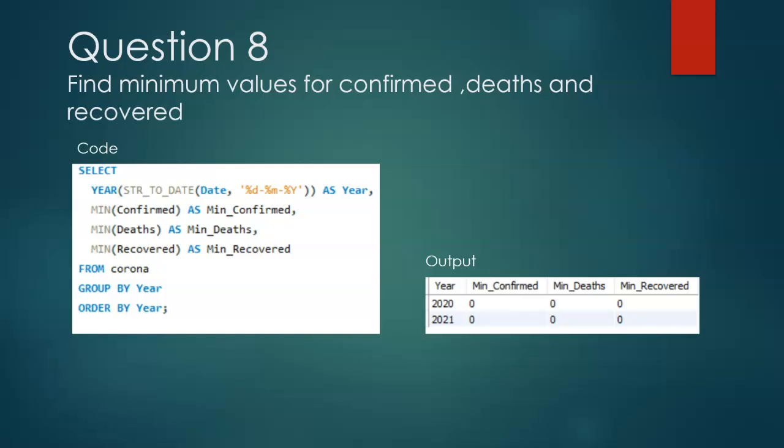Now, the minimum values for the confirmed, deaths and recovered indexes in the coronavirus dataset can be found by the min function. And here also the string to date function is used, along with group by year and order by year. The minimum value in these three cases is 0.